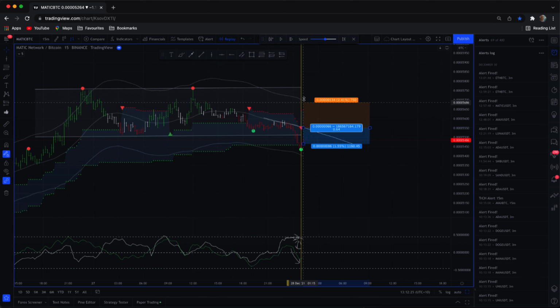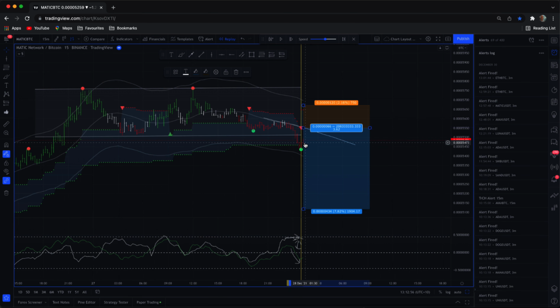Stop loss is going to go above. We've got these red dots, and we've got this high. You can tighten it up. Go in above these red dots here. I'm going to be looking to take profit very early as well. So I might just ignore this.